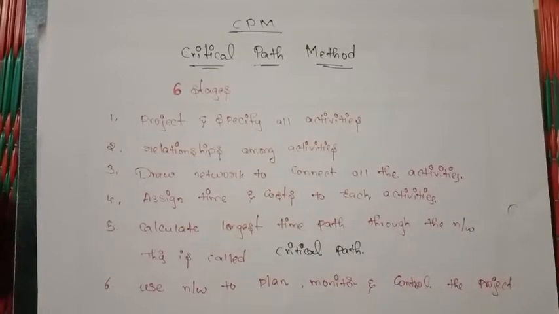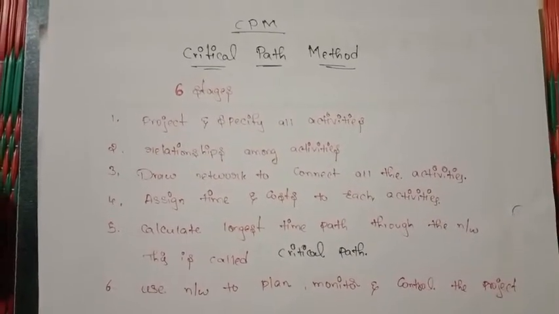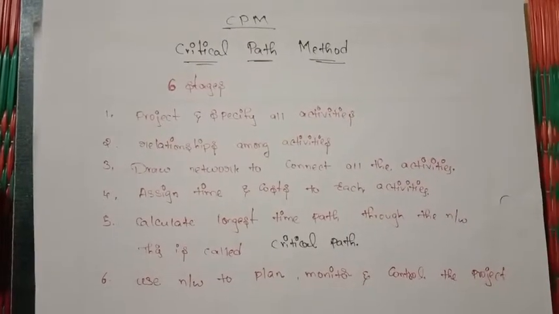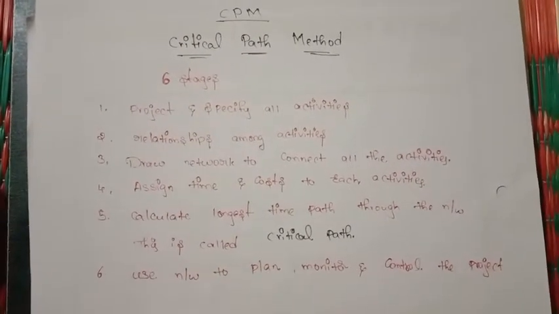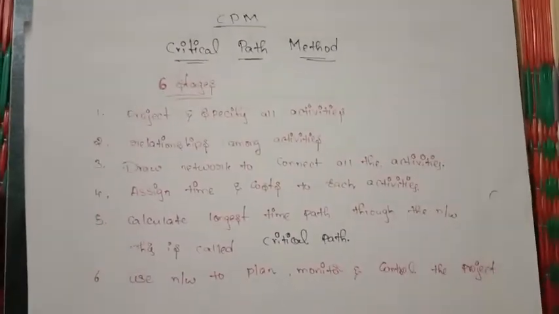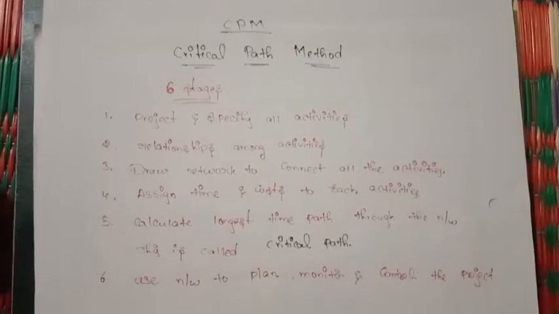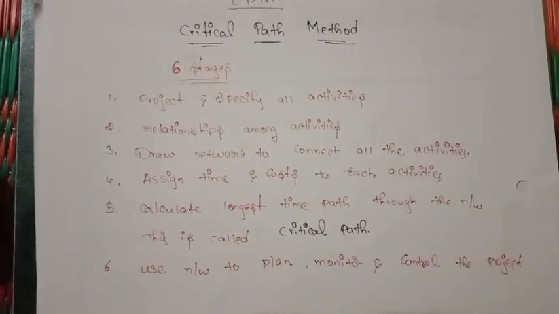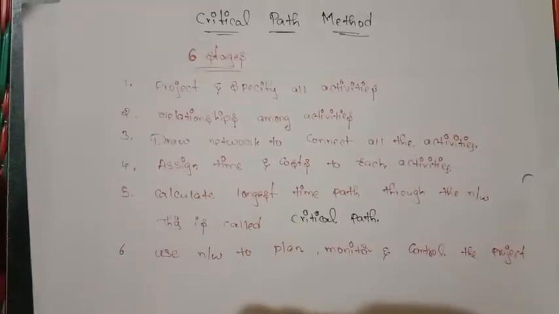Hello friends, now I am going to talk about CPM. CPM means critical path method. In CPM there are 6 stages, and these 6 stages are more important. Let us see how these 6 stages are implemented while doing the problem. While doing the problem, I will explain these 6 stages.